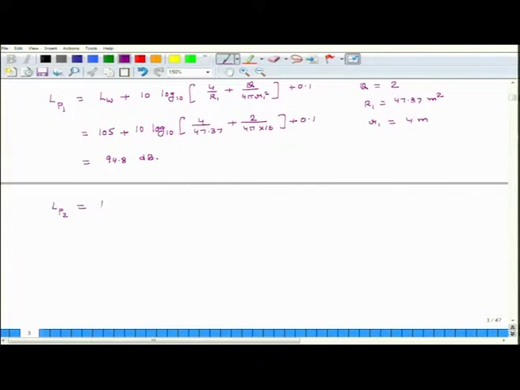So, we use the first equation, and that is equal to LW minus 10 log of R1 plus 10 log 10, this is also base 10, of 4 SW divided by R2 plus 1, minus TL plus 0.1.